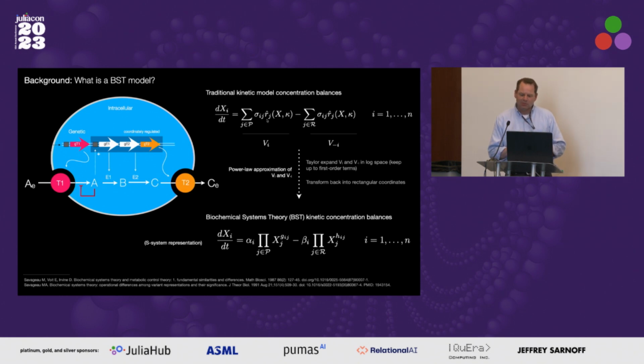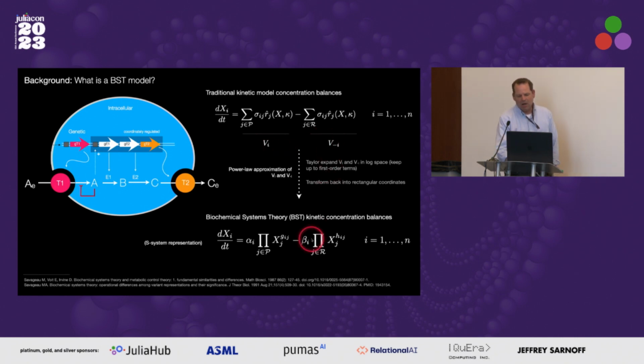Biochemical systems theory models, which were developed originally by Savageau starting back in the late 60s when he was a graduate student at Stanford and have progressed through the years, take a slightly different perspective. These are power law representations of the net production rate or the net consumption rate. You can interconvert between these two representations by essentially log expanding or Taylor expanding the log of the net rate of input or net rate of output.